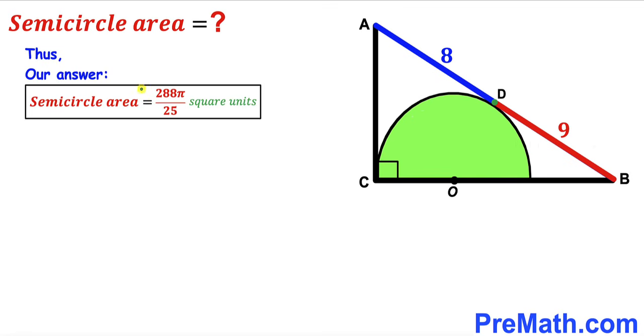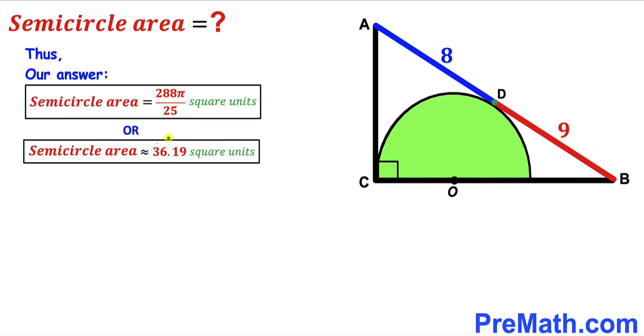So thus the area of this semicircle turns out to be 288 pi divided by 25 square units, and that's going to be approximately equal to 36.19 square units as well. And that's our final answer.